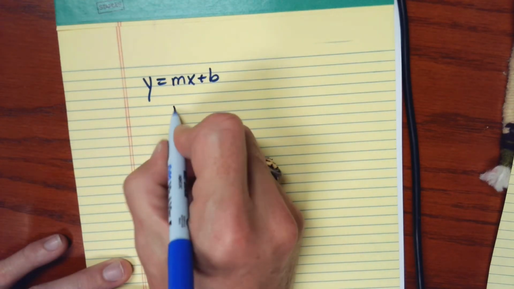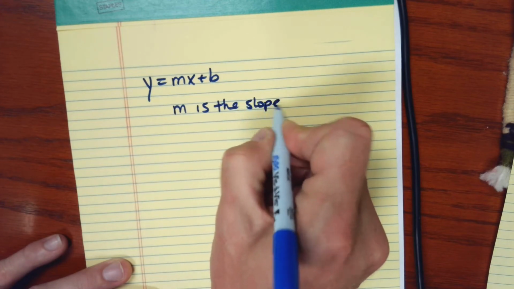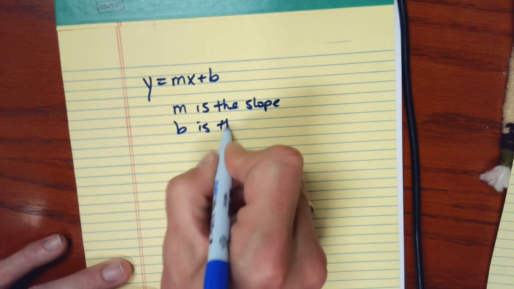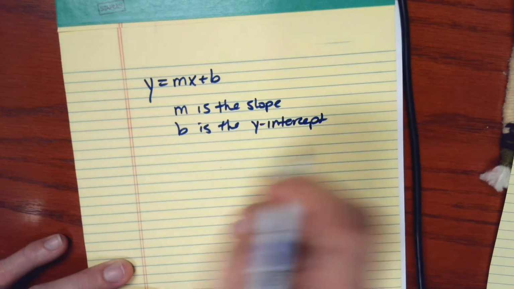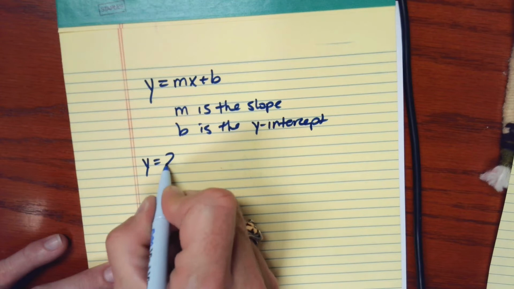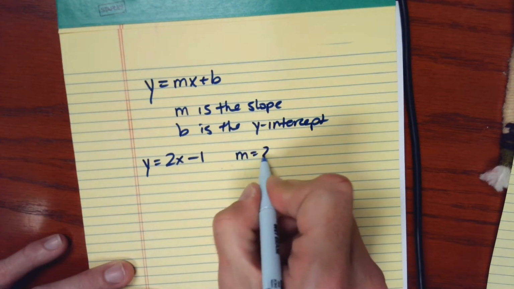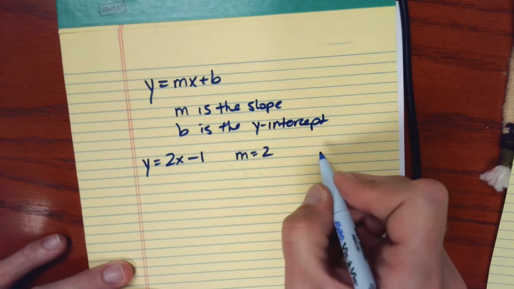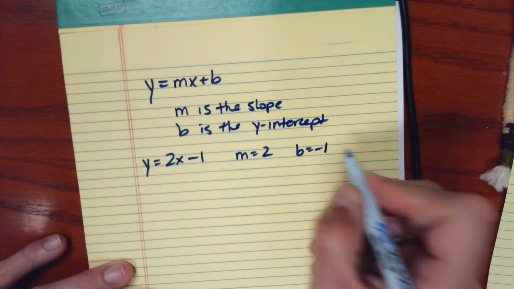In this, m is the slope, and b is the y-intercept. So for instance, if we have y equals 2x minus 1, this has a slope of 2, and the y-intercept is negative 1. So I'll just say b equals negative 1.